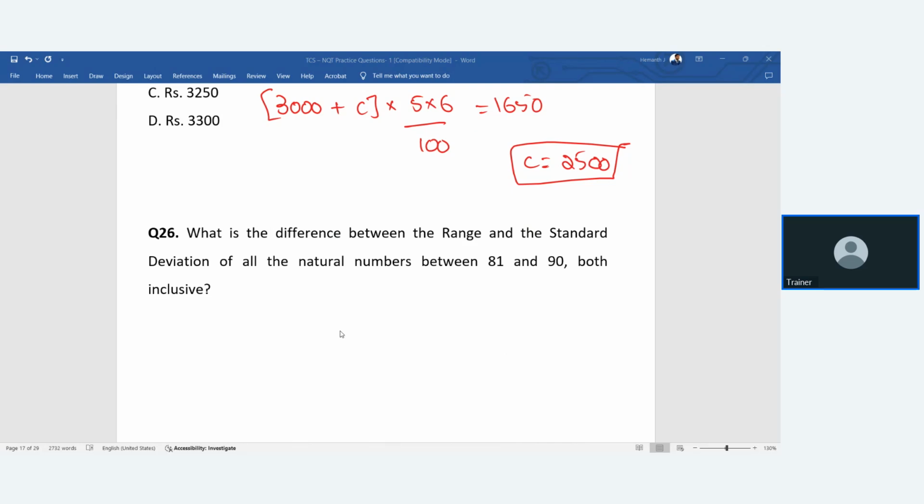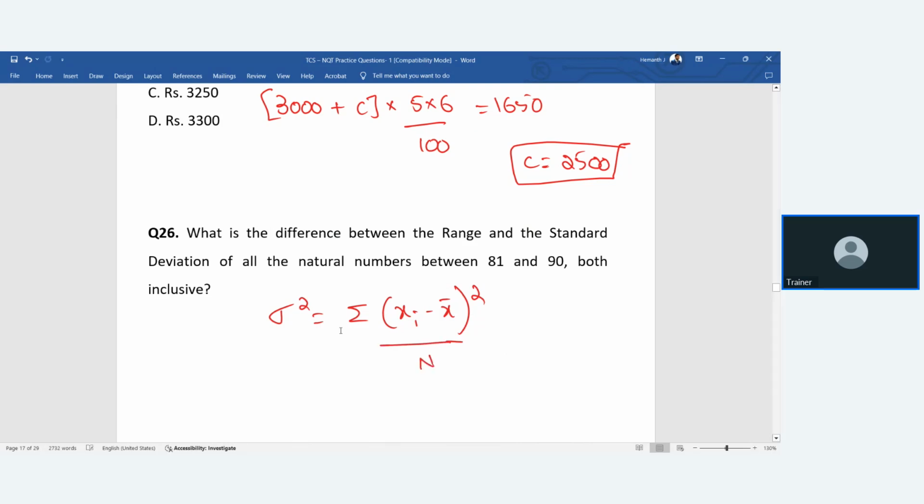Right, so doing range is easy. Range is nothing but highest minus lowest. That's not a big deal for you, right? So you go for standard deviation, which means you need to calculate variance. The variance can be the sum of (xi minus x bar) whole square divided by n, we can do that, right?